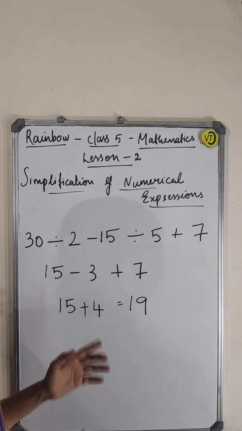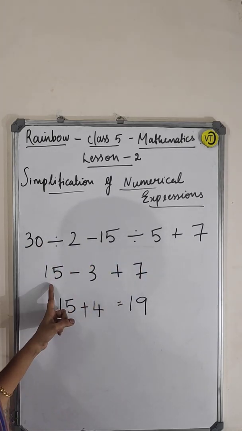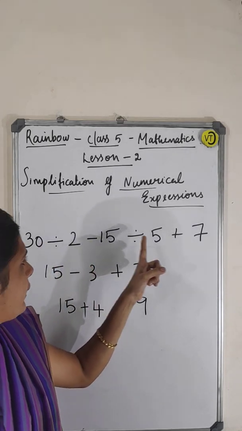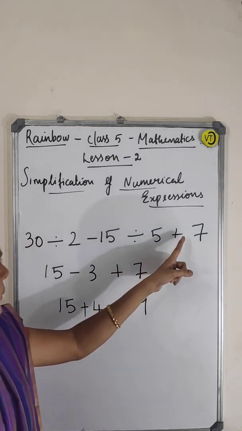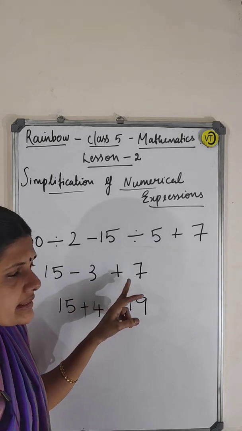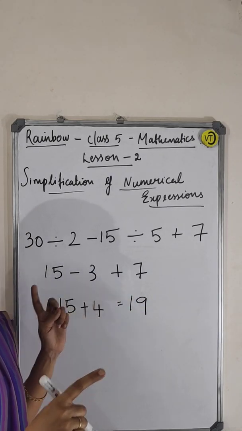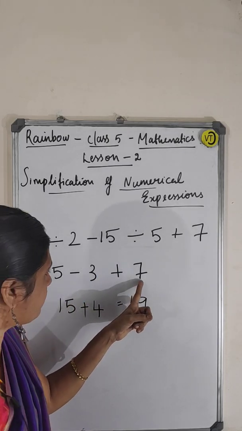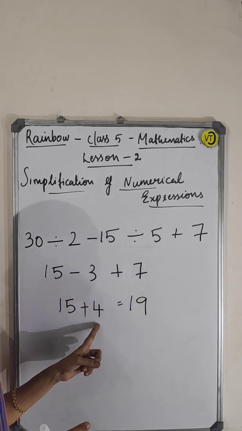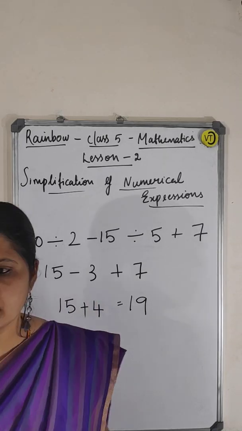Again I'll tell you, division first I performed. 30 by 2 is 15. Minus, again 15 by 5 is 3. Then plus 7 I have written here. Then 15 minus 3 plus 7 is there. Again, BODMAS rule, addition, then subtraction. Minus 3 here, plus 7 is there, it is plus 4. 15 plus 4 is 19. Right? Okay, the next sum.